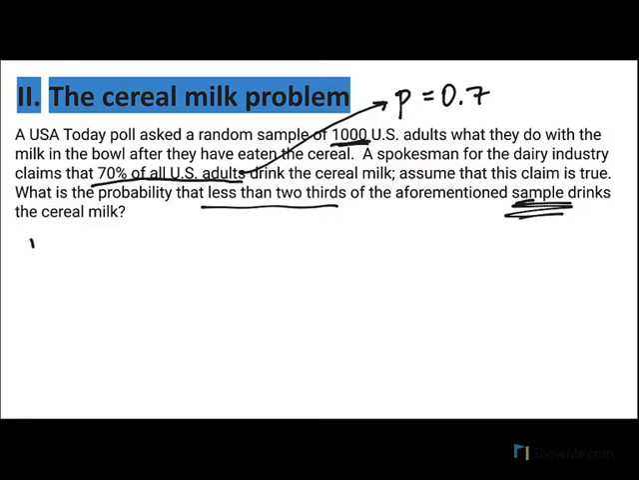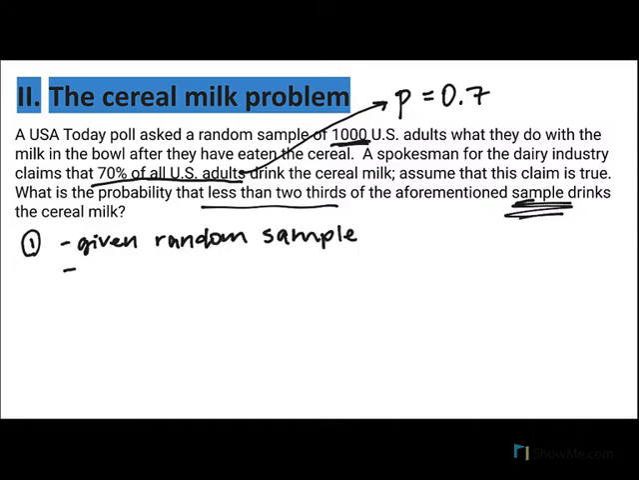So our first step is to check our assumptions and conditions. So our first assumption is that we have a random sample, and that just makes sure that our sample is accurately representing the population. We were told that it was a random sample, so I'm going to say given random sample.